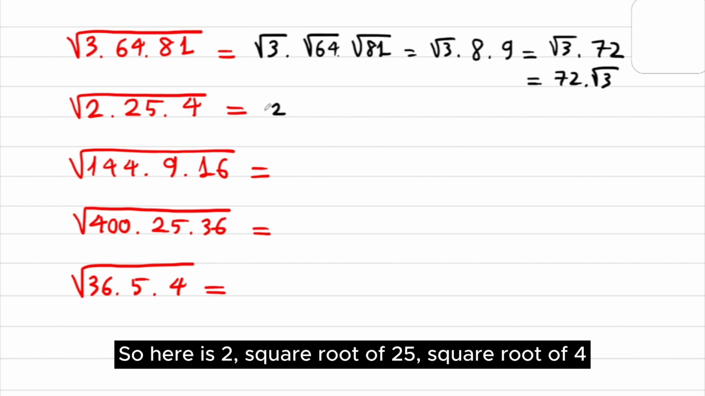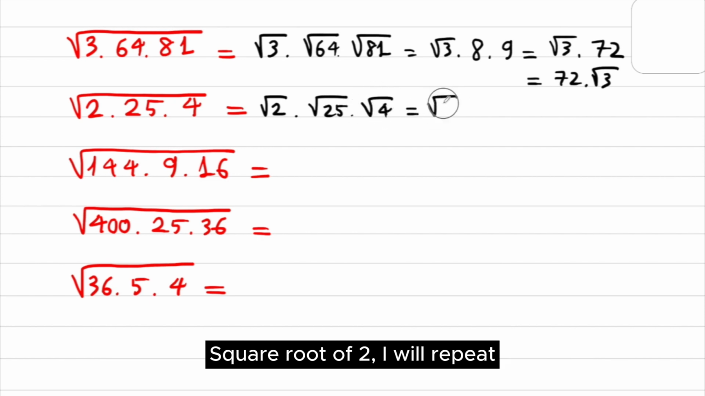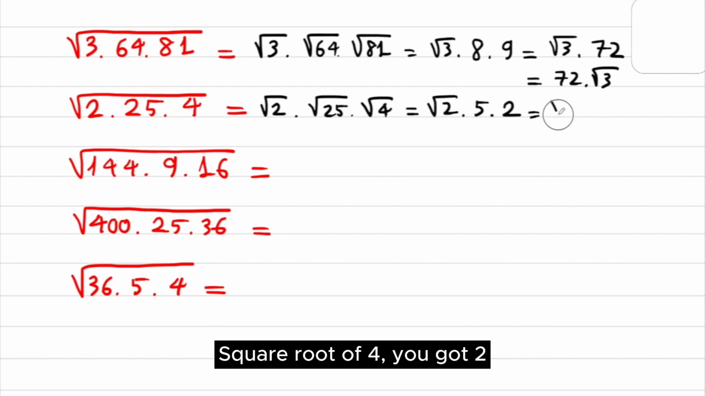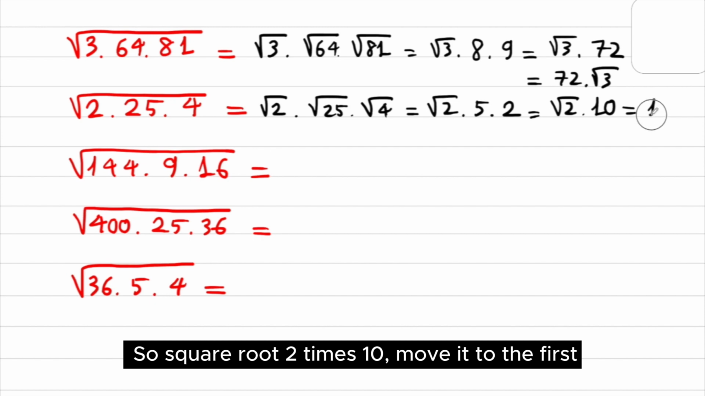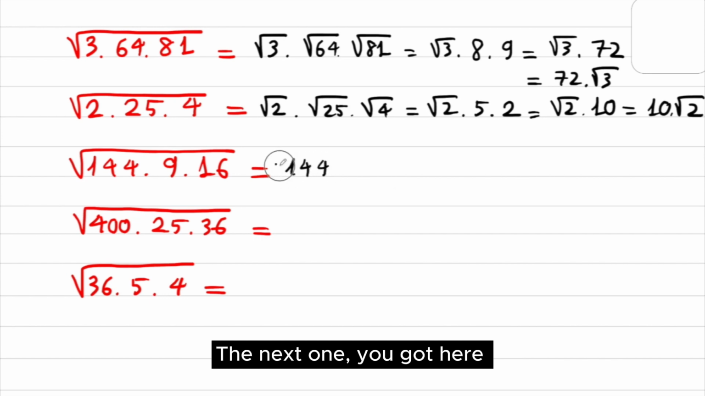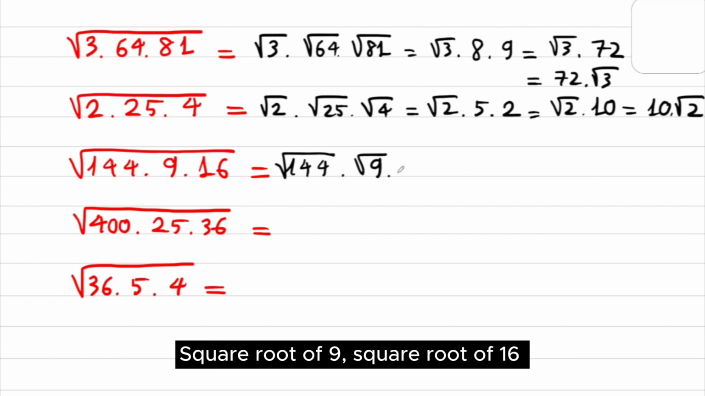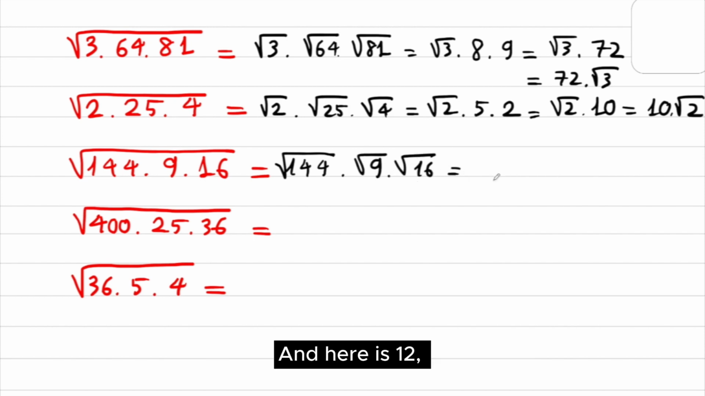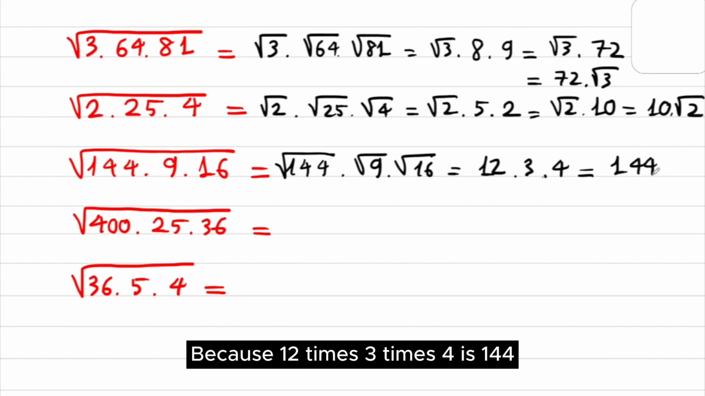Okay, so here is 2, square root of 25, square root of 4, square root of 2, I will repeat. Square root 25, you got 5. Square root of 4, you got 2. So square root 2 times 10, move it to the first, and square root 2 will be behind. The next one, you got here square root of 9, square root of 16, and here is 12, here is 3, and here is 4. Okay, 144, because 12 times 3 times 4 is 144.